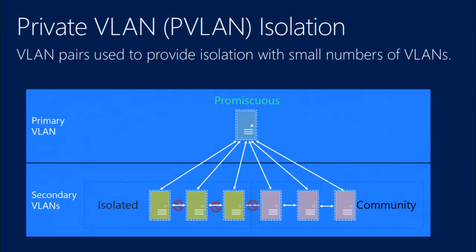On the secondary side, however, you have computers that are either completely isolated from each other, so they can't talk to anybody other than the computers on the promiscuous side, or you can have a community mode where you have computers that can talk to each other within the same community and to the primary VLAN, but they can't talk to any other pVLANs out there.